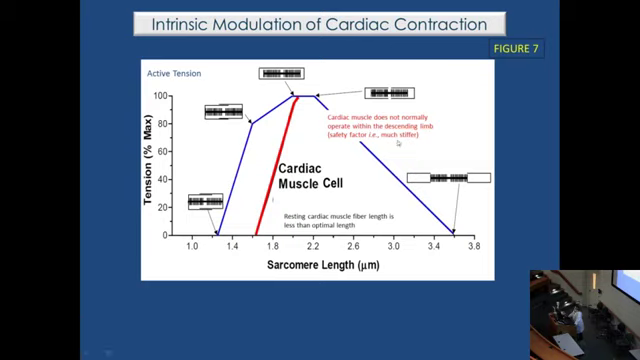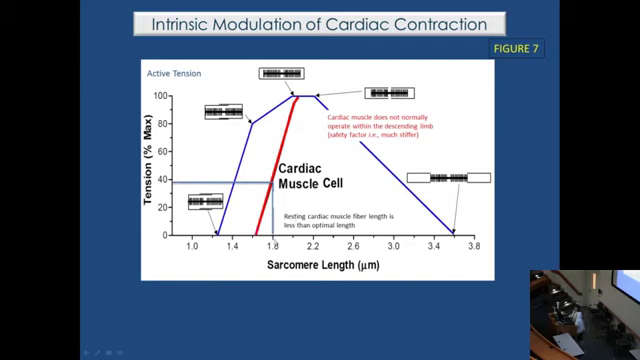Because the stiffness is a good property of the cardiac muscle cell. So then the difference is that the cardiac muscle cell always operates in this ascending limb of the curve. That is, the resting cardiac muscle fiber length is less than its optimal length. Remember, that's a difference compared to the skeletal muscle, which is always at the optimal length. The cardiac muscle cell is always less than the optimal length. And look what happens. It has benefits to be working below the optimal length.